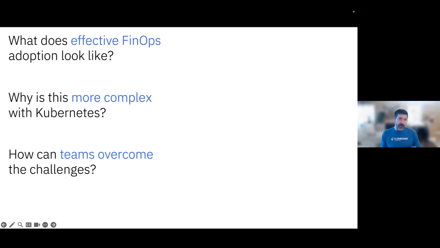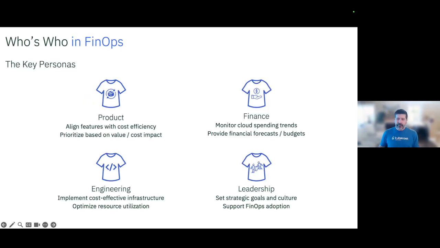I want to talk about what effective FinOps adoption looks like. What does it look like for Kubernetes environments? Why is it more complex in the world of Kubernetes to do FinOps? And how can teams overcome these challenges and rise to the level? I'm going to start with a little who's who about FinOps, right? There's a lot of key personas involved, and I think that the number of key personas grows every FinOps X meeting that we have, or conference.